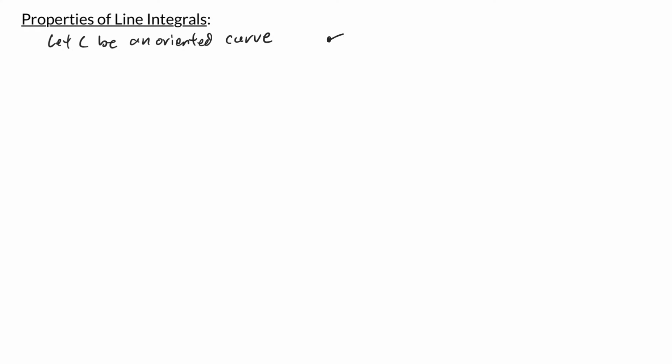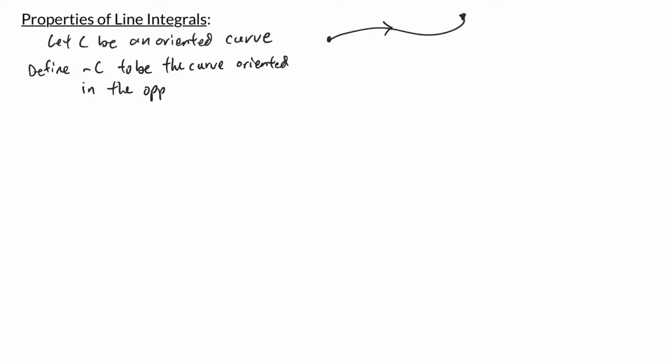So I might have something that looks like this, and it goes in some direction. We define negative C to be the curve oriented in the opposite direction. So we would take the same curve, except it would point in the other direction.